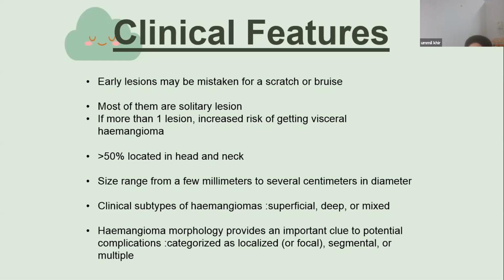Multiple lesions occur in up to 20% of infants and are especially common among multiple births. More than 50% of hemangiomas are located at the head and neck, but they also can occur anywhere in the skin, mucous membrane, or internal organ. Size ranges from a few millimeters to several centimeters in diameter.